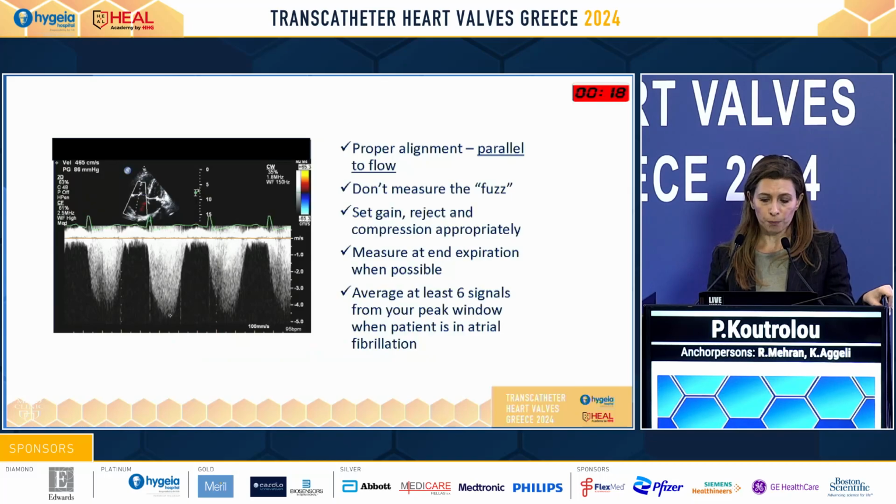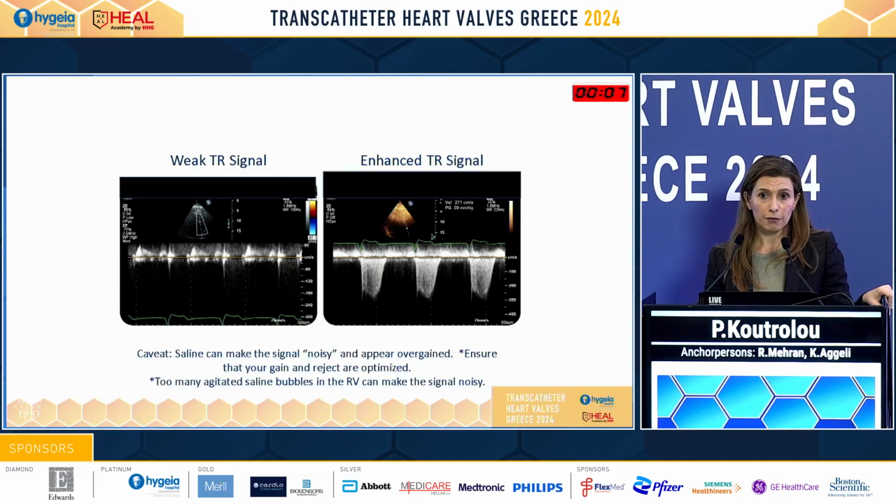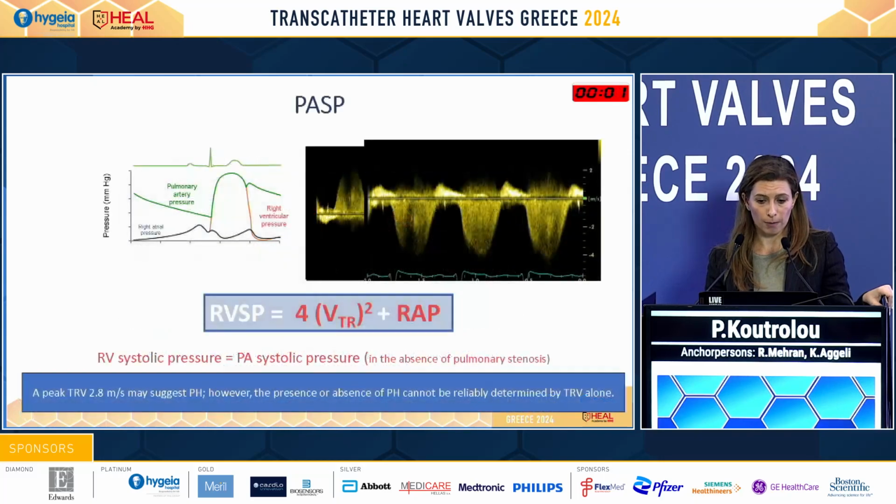Going forward now, in order to see a little bit more about the TR velocity, the TR envelope, it's very important not to measure the fuzz. Also, when we cannot see the envelope very well, we can give our patient normal saline in order to make that envelope more obvious and make our measurement.